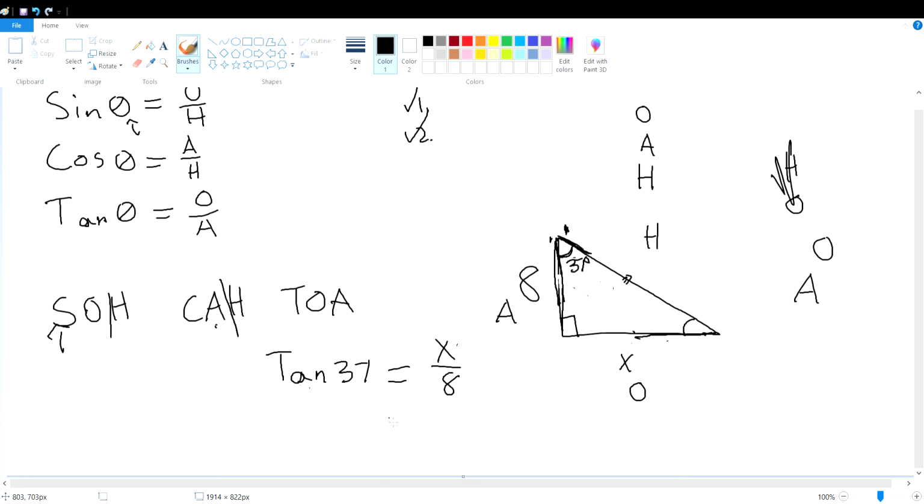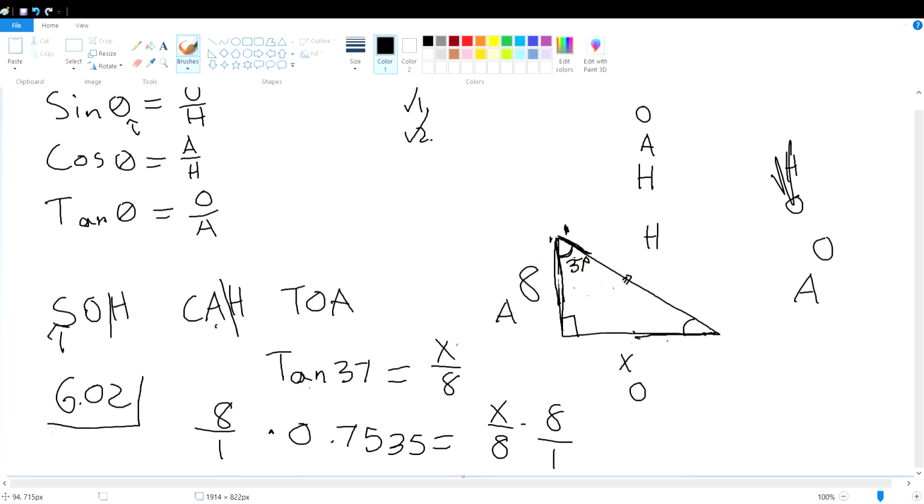Anyways, tangent aside, I hope you skip through that. You type in tan of 37. That gives you a big number. I'm too lazy to type it out, so let's just say it's 0.7535, is equal to x over 8. We'll just multiply by 8 over 1 on both sides. This big number times 8 is going to be equal to 6.02, which is our answer.